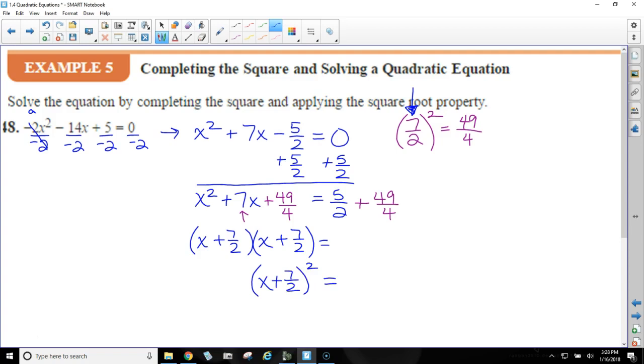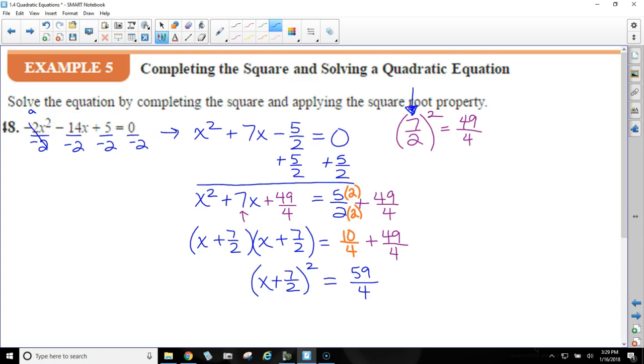Factor on the left-hand side, then we are going to combine on the right-hand side. We have on the right-hand side 5/2 plus 49/4. To add or subtract fractions, you have to have a common denominator. So we need to build up this first term by multiplying by 2/2. Another way to write 5/2 is 10/4. That's the same thing as 5/2. Bring down the plus 49/4. And when we add those together, the denominator of 4 stays the same. When we combine the numerators, 10 plus 49 is 59.